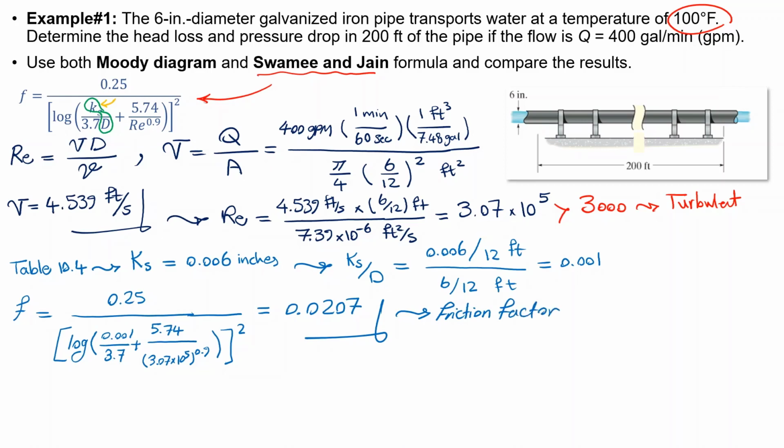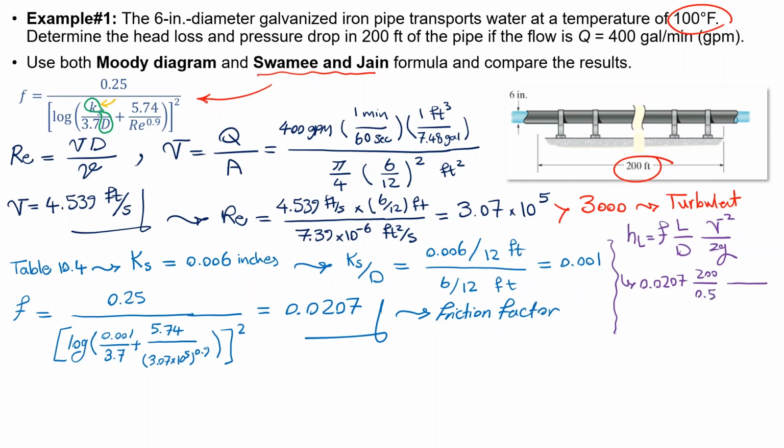Fantastic. So now we know that we have a length of 200 feet of this pipe, and we want to calculate head loss and pressure drop. Head loss is easy to calculate. I am going to do it over here. Head loss is equal to F, length of the pipe over diameter of the pipe, times velocity to the power 2 divided by 2g. So if I plug in all the numbers, it would be 0.0207, 200 feet, 0.5 feet the diameter.